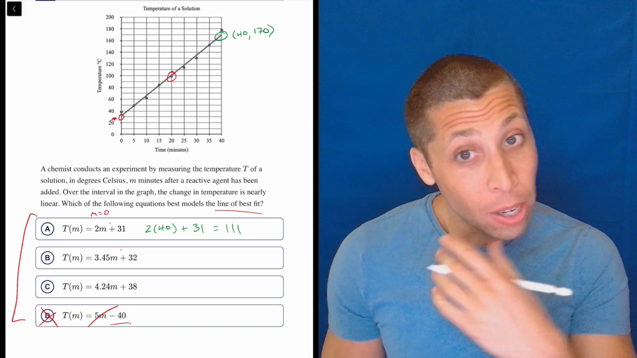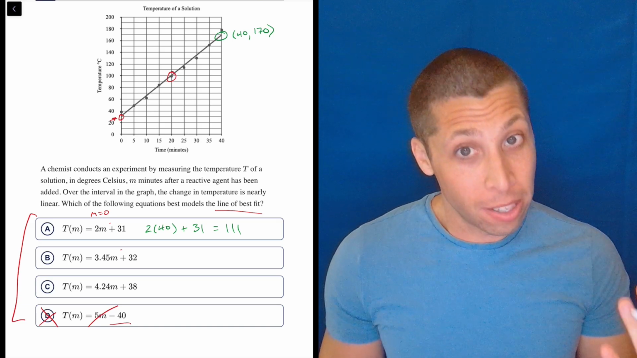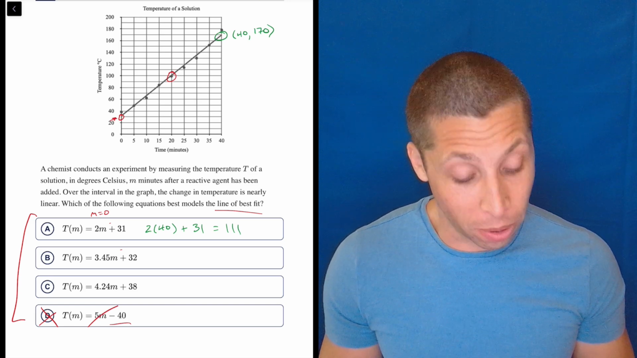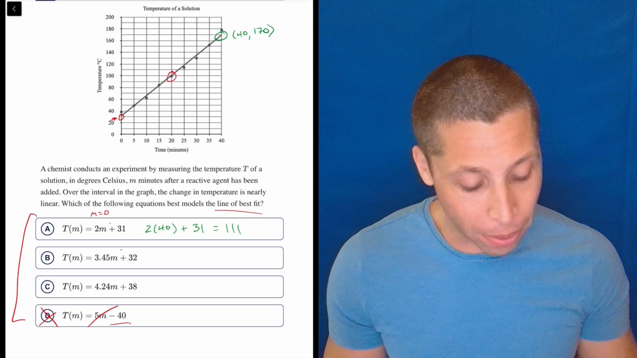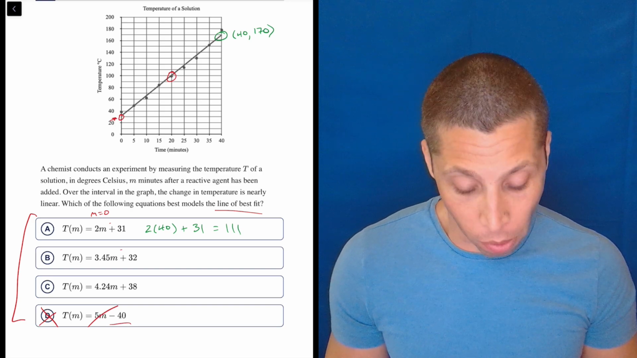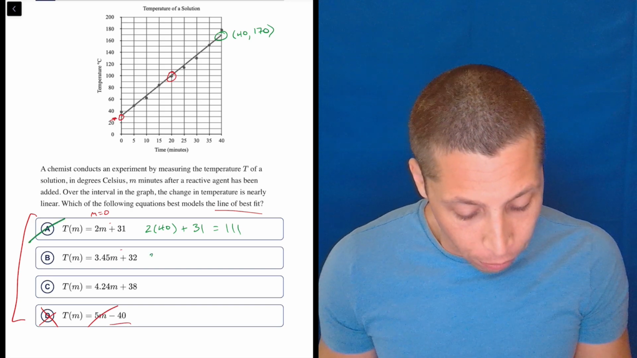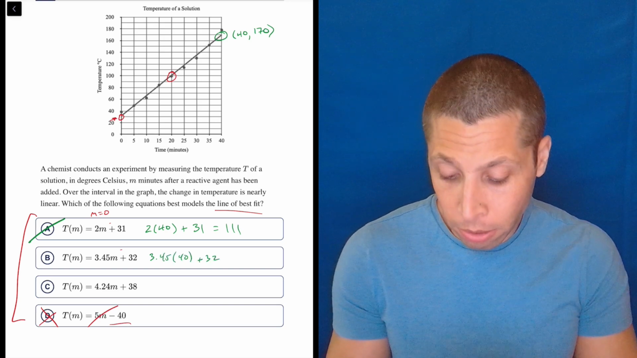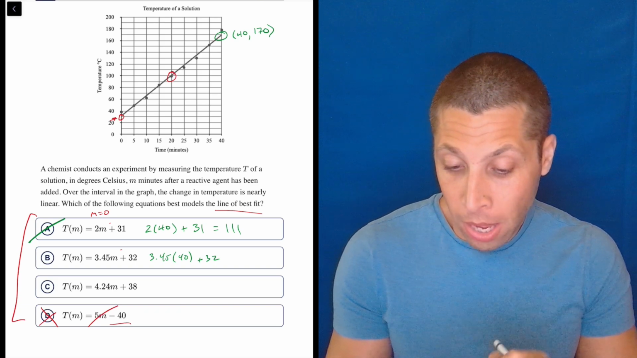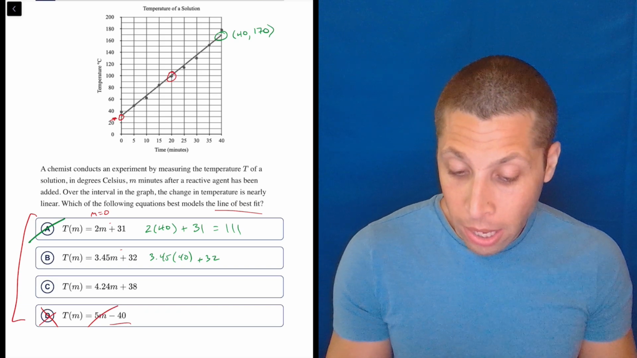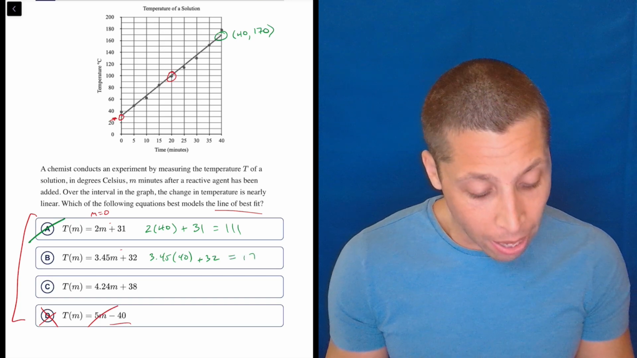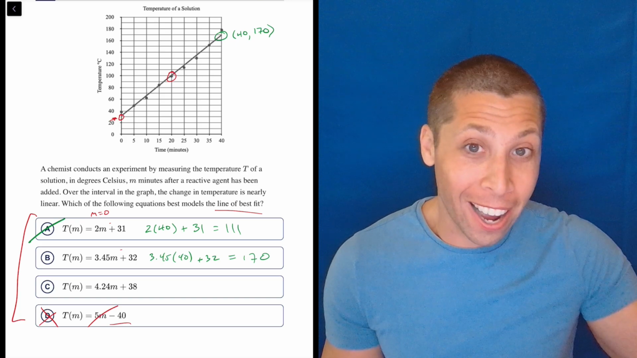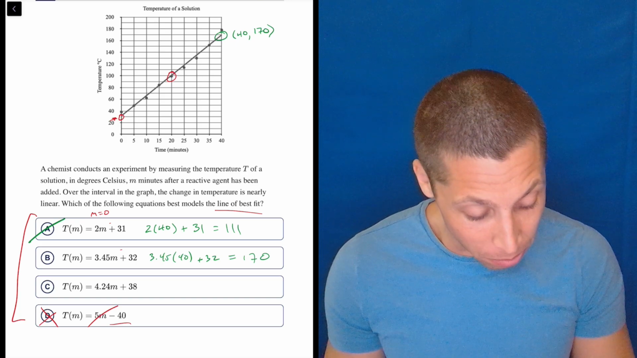Now, remember, we're trying to get 170. 111 is pretty far from 170. I feel pretty good crossing that out. If it were like 161, I might keep it, but 111 is way too far off, so that doesn't seem right. Now, for 3.45 times 40, I am going to just use the calculator. 3.45 times 40 is 138, plus 32 is 170. Hey, I wasn't actually expecting it to be dead on like that. I thought it'd be like 169 or something, but hey, this seems pretty good.